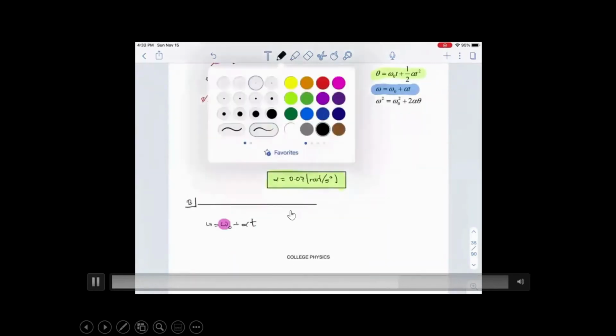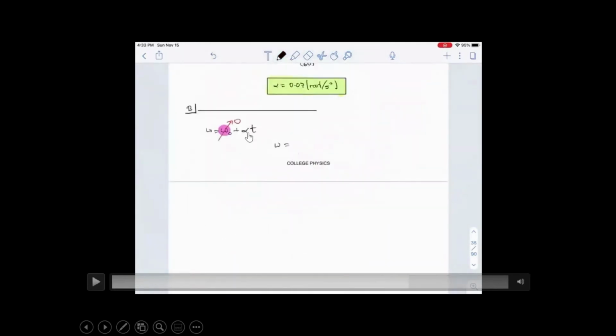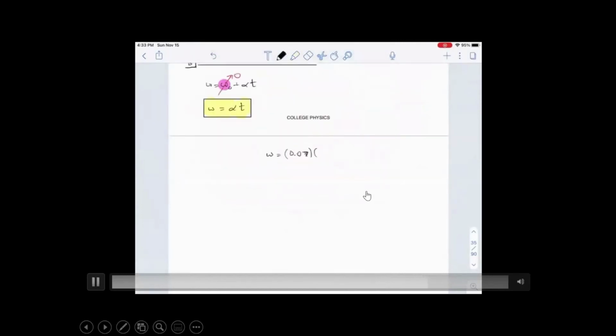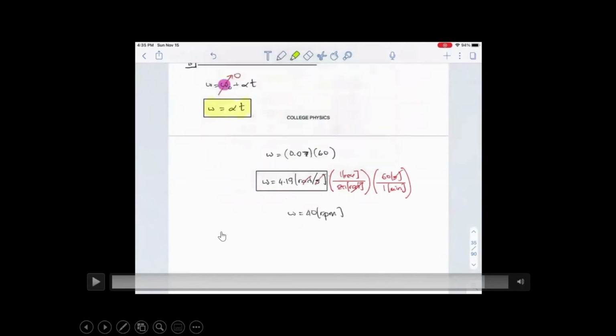Once again, the initial velocity is 0, so that term drops out. We know what the angular acceleration is, which is this. The time is 1 minute, so that's 60 seconds. We've got everything in terms of radians per second. Now do a conversion to revolutions per minute. Once again, pi is 3.14. Don't forget that. So the final velocity is going to be 40 revolutions per minute.